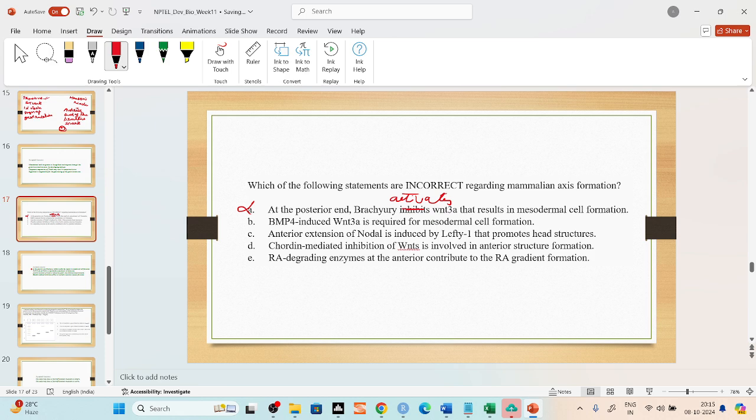In fact, there is a brachyury Wnt3A loop that allows mesodermal progenitor cells to remain viable. So brachyury and Wnt3A interact with each other, which helps in mesodermal cell differentiation. So then next is, BMP4 induced Wnt3A is required for mesodermal cell formation. Now is it correct or wrong? It is again a wrong statement. Why? Just like we said that brachyury and Wnt3 work together.